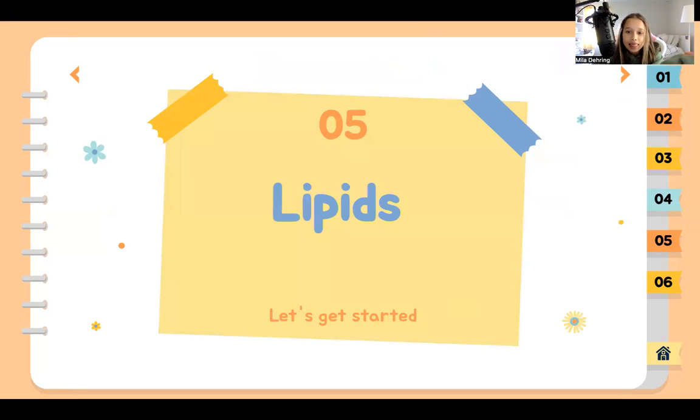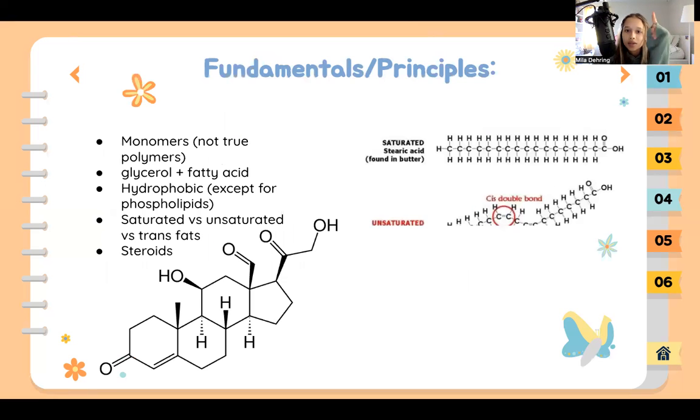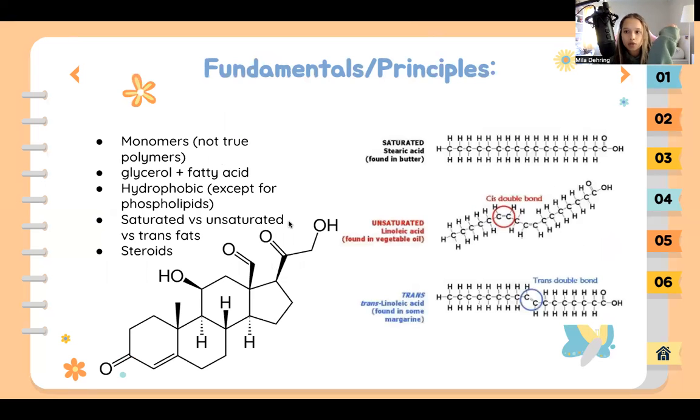Now we're going to look at lipids. We're almost done. So lipids. Lipids are monomers. They're actually not true polymers. They're very different too in what they actually are: unsaturated, saturated, trans. There's tons of different weird things, but we kind of group them all into this lipid category. So lipids are glycerols and fatty acids, and that will form to make a triglyceride.